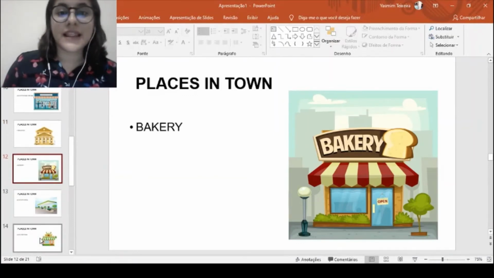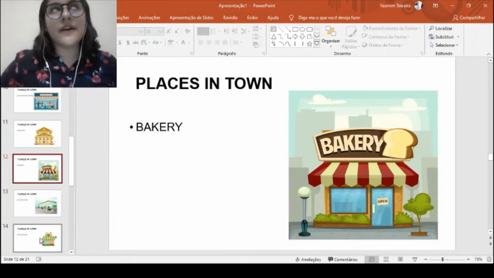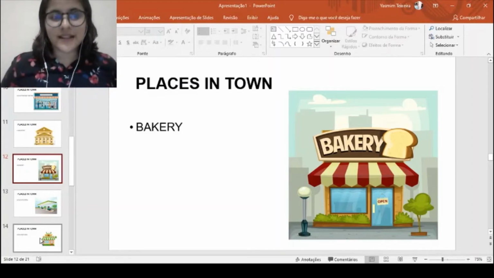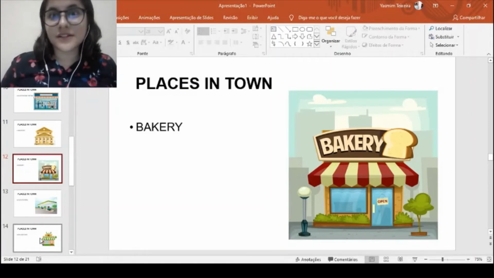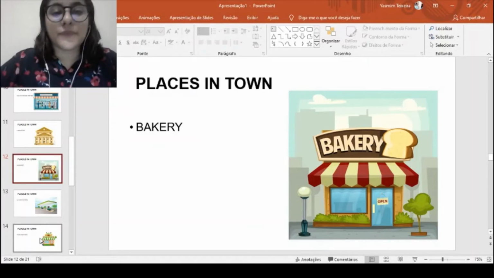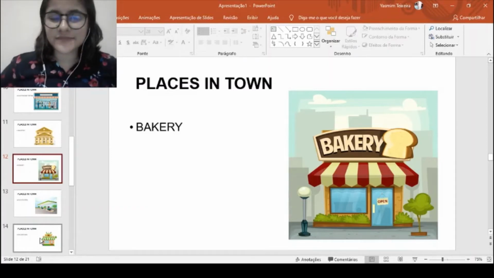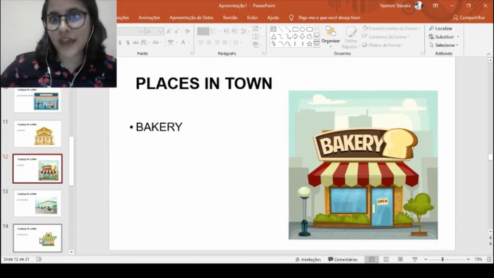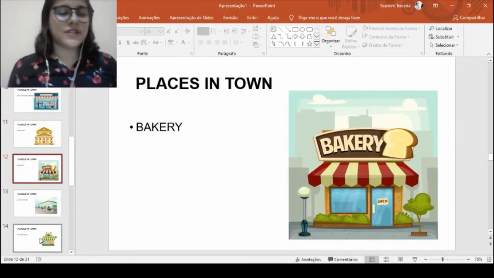Bakery. Let's repeat. Bakery. A bakery is the place that has delicious things. Things like breads, cakes, donuts, a lot of delicious things. So, did you go to the bakery to buy bread or something like that? Você vai para bakery comprar pão, bread, cake, bolo. So, let's go to the next place.